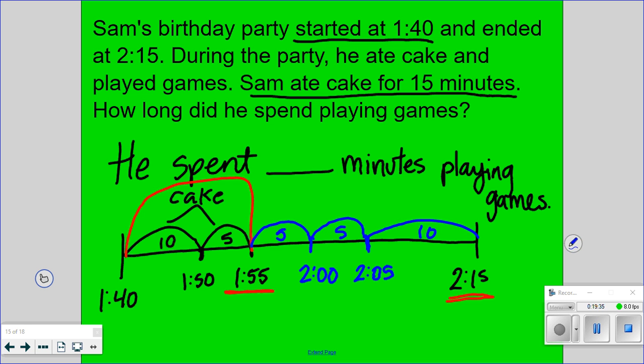Weird looking hill. And that gets us to? 2:15. Now, is my answer 2:15? No. Yes. It's 20. He spent 15 minutes playing games. 20.